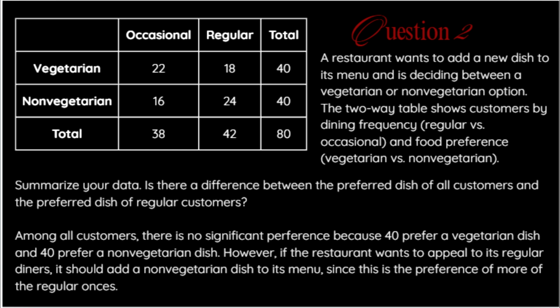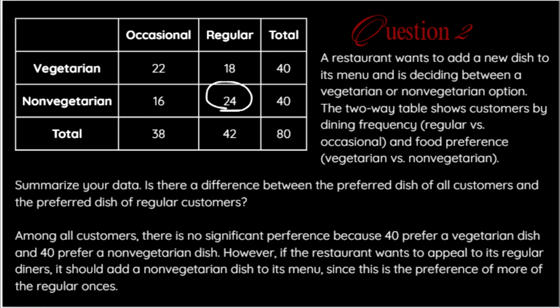Among all customers, there is no significant preference because 40 prefer a vegetarian dish and 40 prefer a non-vegetarian dish. Okay, regular customers, they put the wrong information, but it says 18 prefer. This is wrong. If you look right here, regular customers, 18 want vegetarian, 24 want non-vegetarian. So for regular customers, you'd be better off doing non-vegetarian.